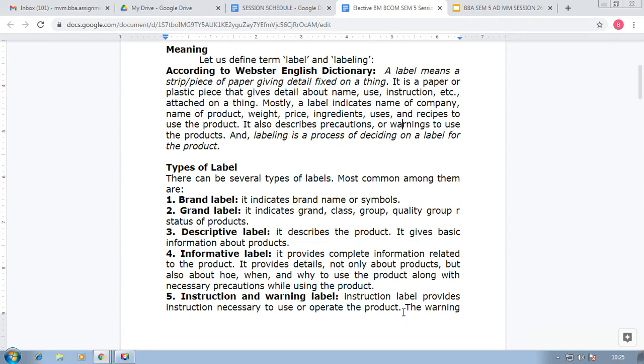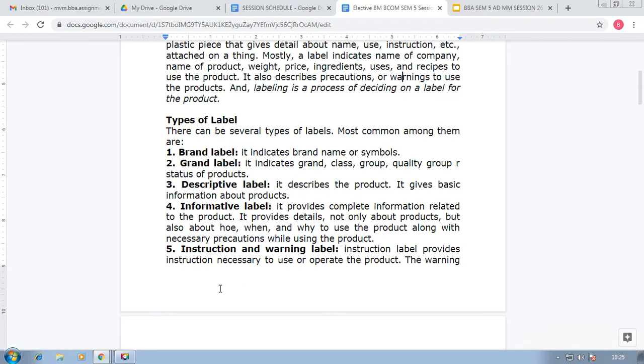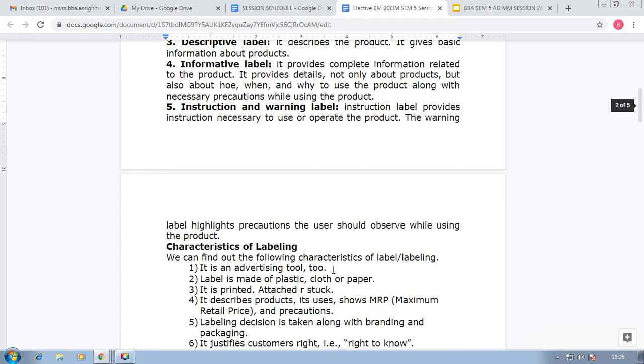Informative labels are also stuck or included in the product itself, and provide necessary details not only about the products but how to use, when to use, why to use the products, and the necessary precautions. There are certain technical, medical or hazardous products which also contain instructions in the warning label. These labels provide instructions necessary to use or operate the product. So a warning label highlights precautions related to use of the products while the customer is using or consuming it.